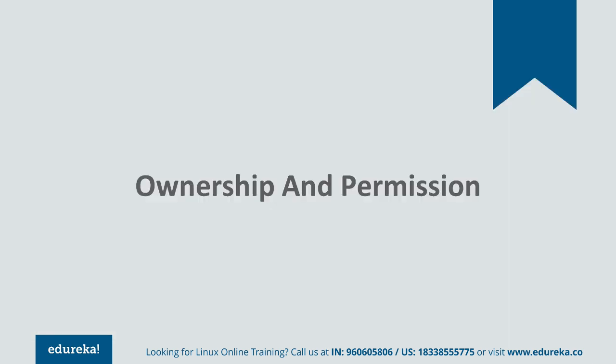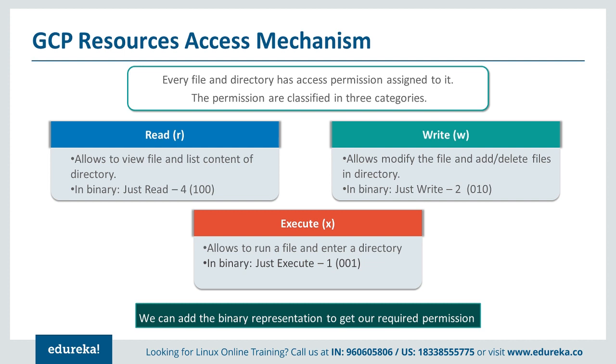So let's talk about ownership and permission. We have heard a lot about permissions: read, write, execute. We have been seeing things like R, W, X. R is for read, W is for write, X is for execute. Because everything is in binary, read has the value 4, write has the value 2, and execute has the value 1. That's why, whenever you are running a shell script, you give the chmod as 755, where 7 is the permission for read plus write plus execute. So only you have the permission to read, write and execute.